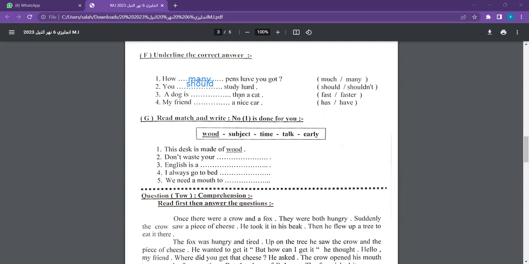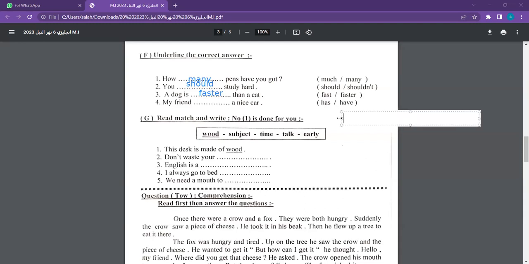Okay. A dog is dash than a cat. I have "than" here. Does that mean fast or faster? Faster. Yes. If I have a comparison between two things, I will use the adjective with ER. Number three is faster, a comparison between two things. If I have "than" here, that means I will use the adjective with ER.